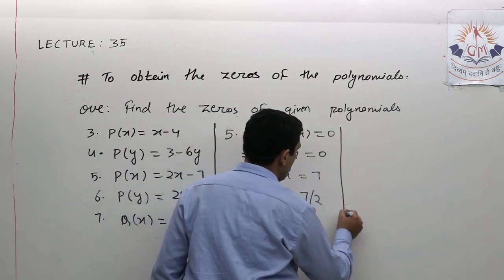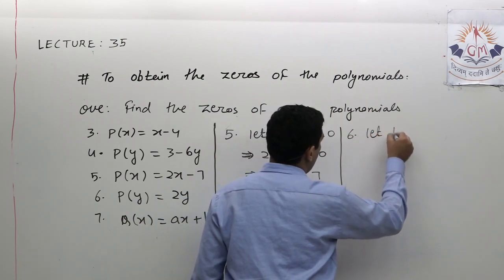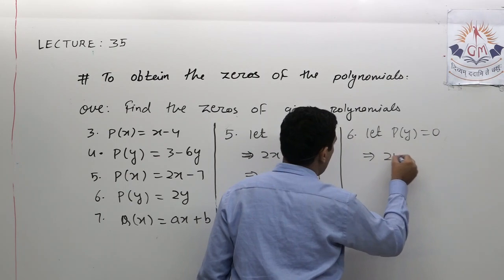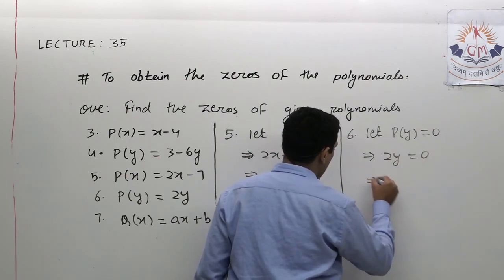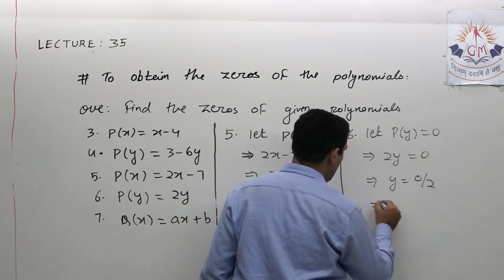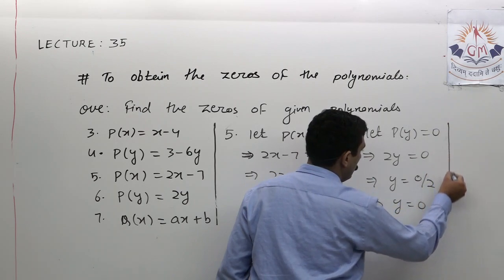Let us see the question number 6th. Let p(y) is equal to 0, that is 2y is equal to 0, that is y is equal to 0 upon 2, that is y is equal to 0. That's it.